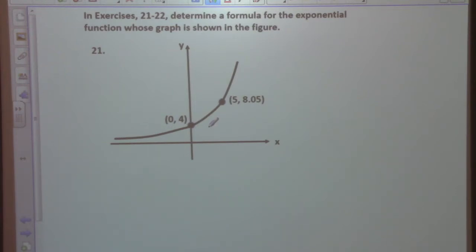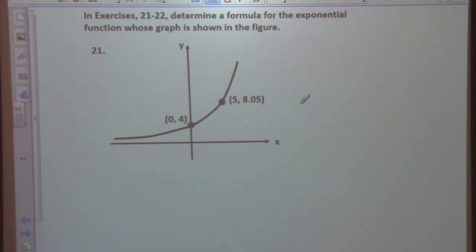Increase. Growth. But increase is a good word too. But growth is the one we talked about Friday, right? Growth and decay. Good job. Okay, what else can you know about this function?